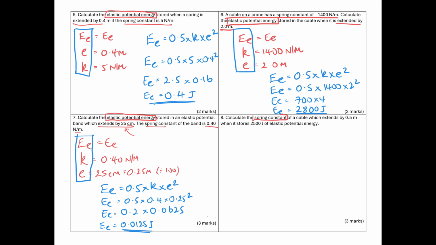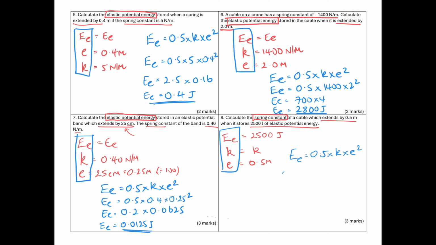Then on to the last question. We've got the spring constant that we want to calculate this time. It extends by half a metre, and we've got that amount of energy stored, 2500. So elastic potential energy is 2500 joules. The spring constant, we're trying to find it, that's why it's got a box around, and the extension is 0.5 metres. We now need to choose the equation again that has those three terms in, and it's the same equation as it was earlier. So it is E for energy, elastic potential energy is 0.5 times k times e squared.